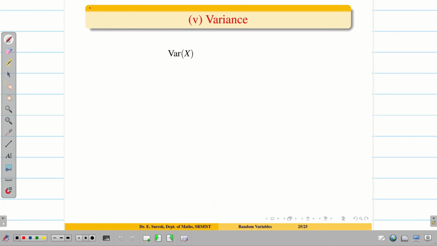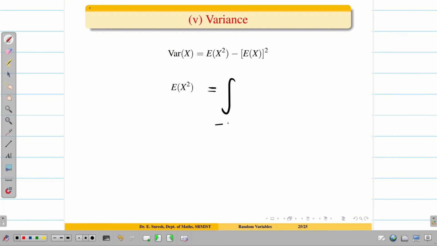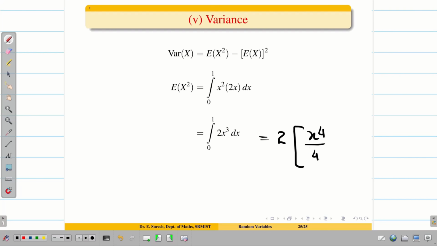Next we are going to find variance. We know the formula of variance of x is E of x square minus E of x whole square. Just now we found E of x. We have to find E of x square now. And it is obvious E of x square is integral from minus infinity to infinity of x square into the function f of x dx. Since our limit is 0 to 1, we can write this as 0 to 1 of x square and the function is 2x. Now integrating this, 2x cube, we get 2 into x power 4 by 4, integral 0 to 1. So 2/4, 1 minus 0. So it is 1/2. Now we found E of x square.